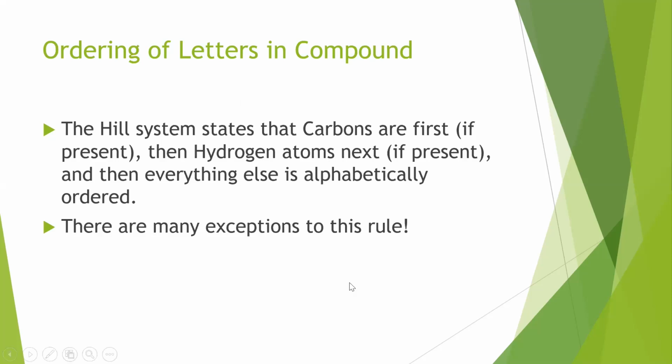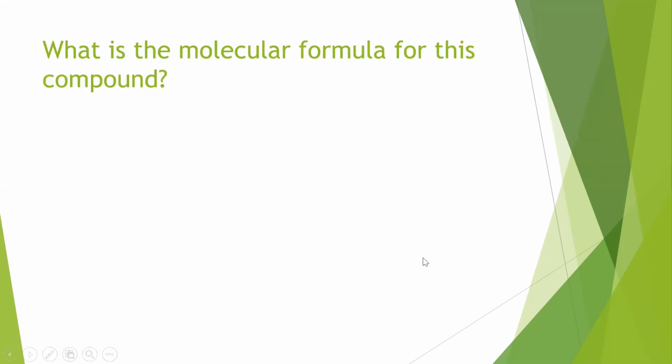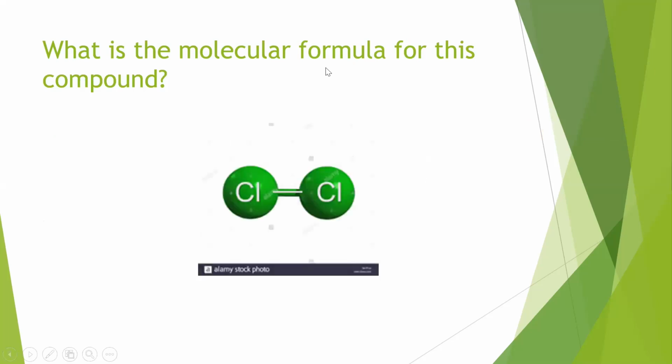So first is carbon, if present. If there's no carbon, then just don't include the C. Then it's the hydrogens. Then it's everything else alphabetically. Okay, here's an example problem. So remember, please PM this to me instead of typing it in the chat so other people don't see the answers. So what is the molecular formula for this compound?